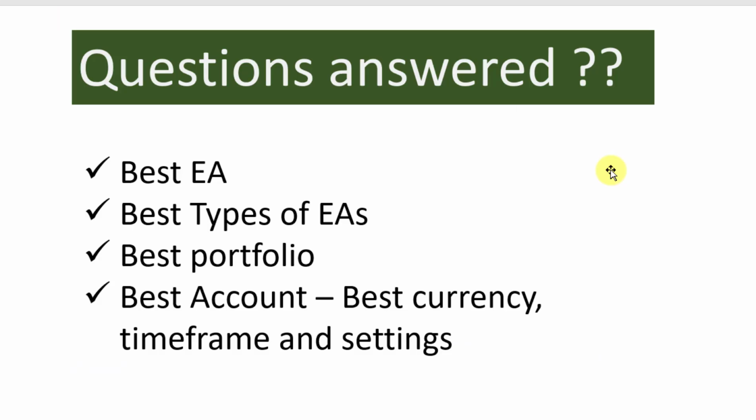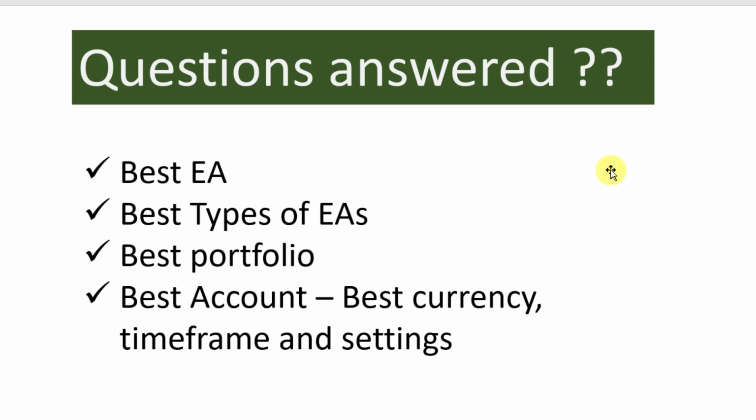So as you can see, we've answered a lot of questions here. We've identified the best EA. Best EA is the grid trend multiplier. We've identified the best types of EAs. So the sideways EAs are the best at the moment, and that can change as the market changes. We've identified which are the best portfolios, and then we've gone and found the best account, and that has answered the question, what is the best currency, what is the best time frame, and what are the best settings. So what more do you want?